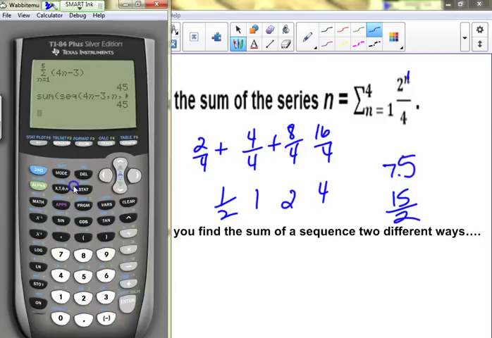Okay, how does he find it on the calculator, guys? Okay, I have a shortcut for you. Paying attention? It's also under alpha window. Alpha window, no, choice number 2. N, 1, 4, 2 to the n, arrow to the right, divided by 4. Okay.